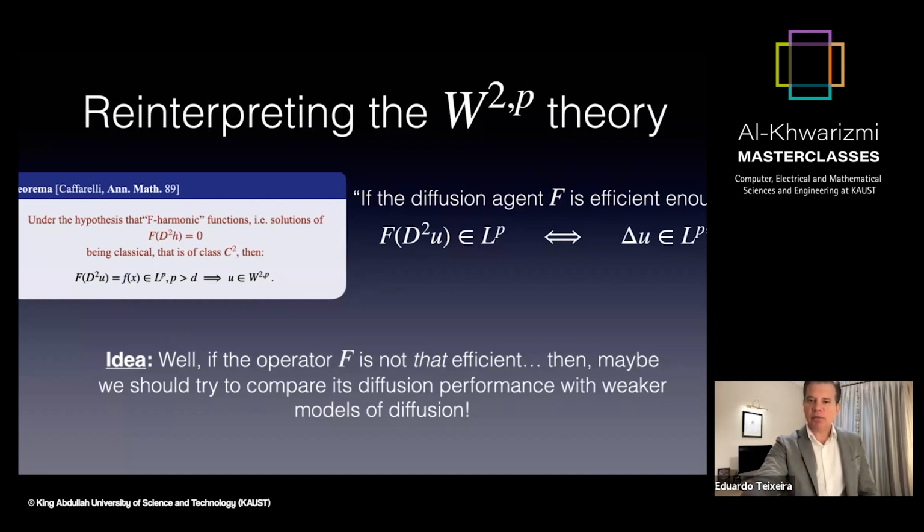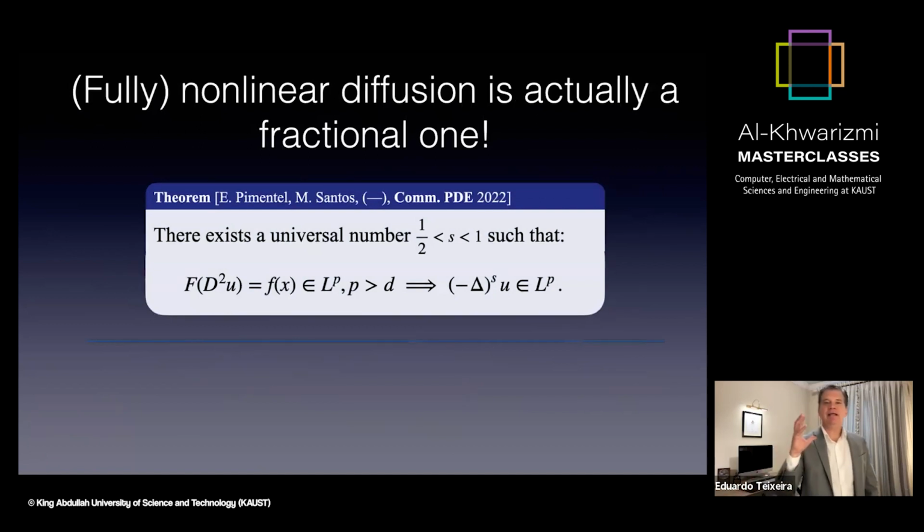So the idea we had, it's a recent result, is that if F is a fully nonlinear operator, because it's a diffusion system, we should be able to try to compare its performance with a weaker model of diffusion. So maybe fully nonlinear operators don't diffuse fully like the Laplacian, but maybe you can obtain a slightly less ambitious result. And this is a result that I'm very happy to report. This was proven with Edgar Pimentel, a former student of Diogo Gomes, and Makson Santos, a student co-advised by me and Edgar, that says that if you have a function, now F is a generic fully nonlinear operator, with F(D²u) being in L^p, this implies that a fractional diffusion process of u is in L^p.